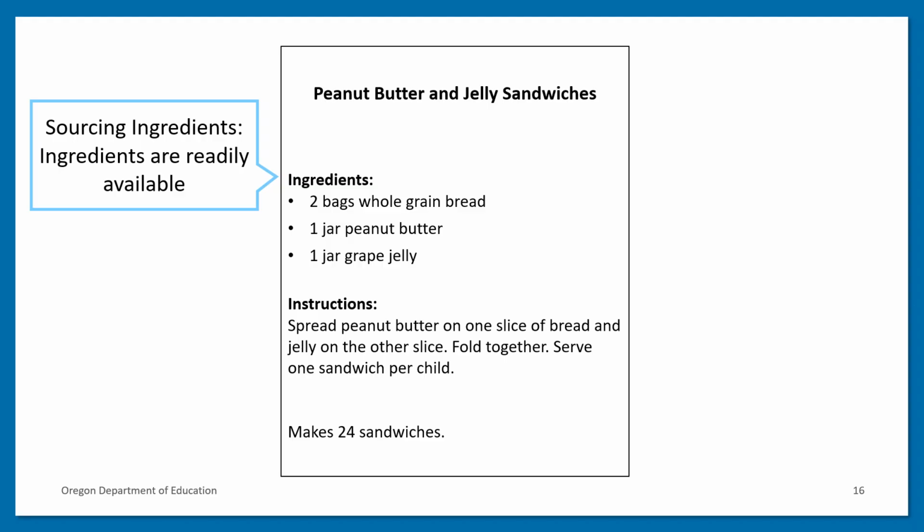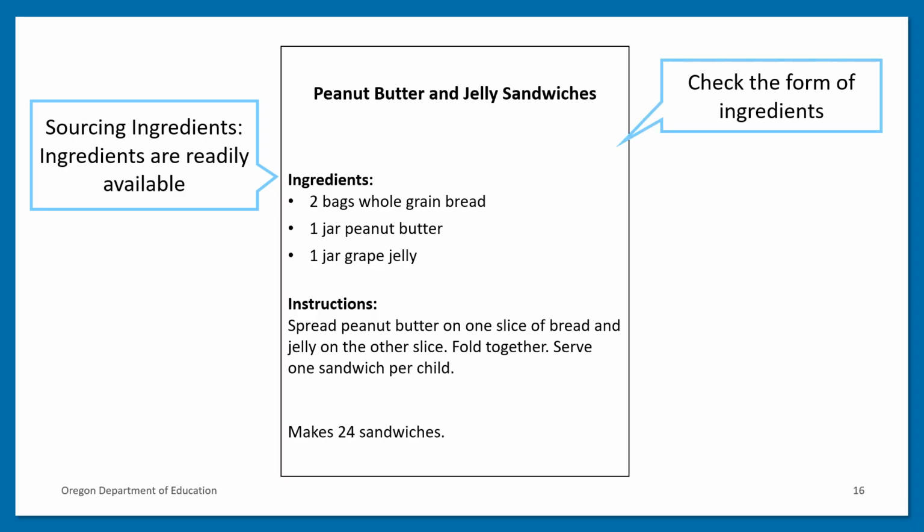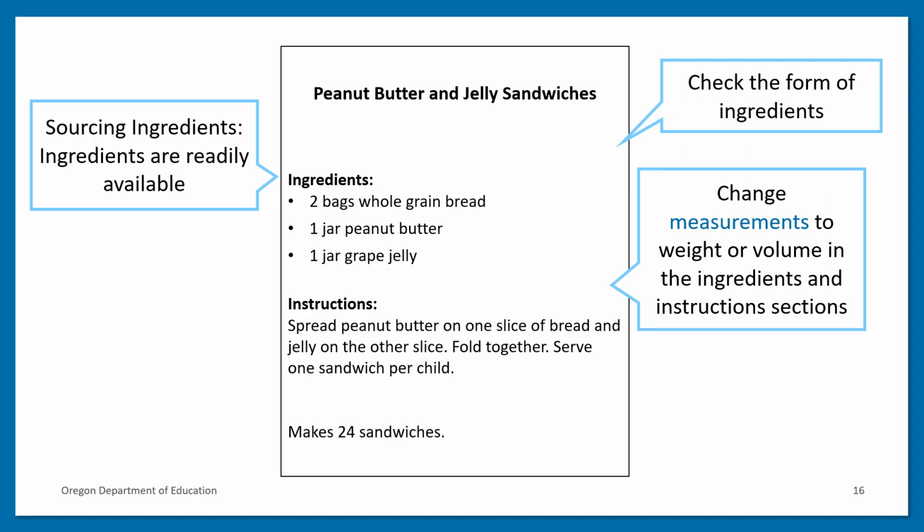First, take a look at the ingredients and see if the ingredients are readily available from your vendors. In this case, whole grain bread, peanut butter, and grape jam are likely to be available. If it is not available or you want a nut-free recipe, you might want to consider another recipe or switch out some ingredients, for example, switching to sunflower seed butter instead. Next, check the form of the ingredients. Since bread, peanut butter, and jam do not have many different forms, you don't need to change anything for this recipe. After that, check the measurements of your ingredients and, if necessary, change them to weights or volume.